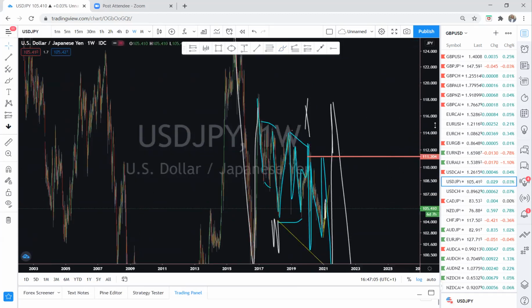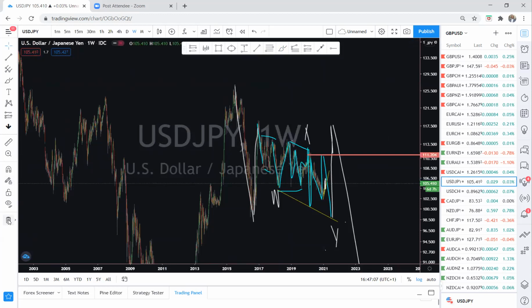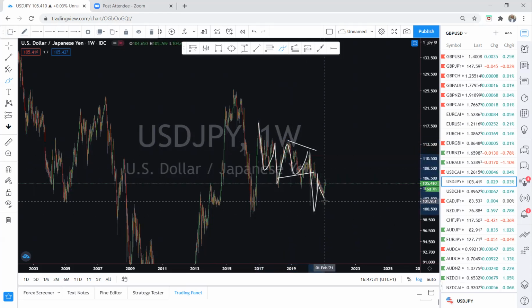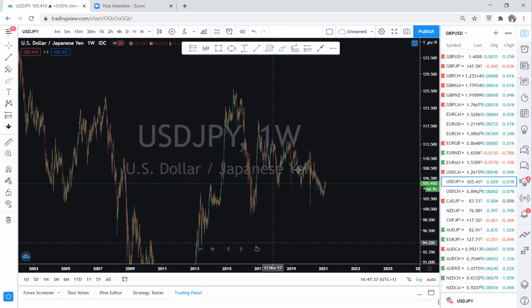USD JPY. USD JPY also has a beautiful structure. You can see the structure that is forming on USD JPY. You have a three-wave move to the downside, three-wave move to the downside. You have this move, another three-wave in the middle, and then here. Now, we have to be very careful identifying the structure on the weekly. Just follow as I'm doing it. You have a three-wave move down, okay? You have a three-wave move up.